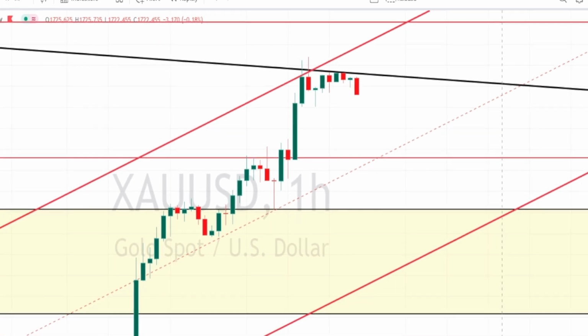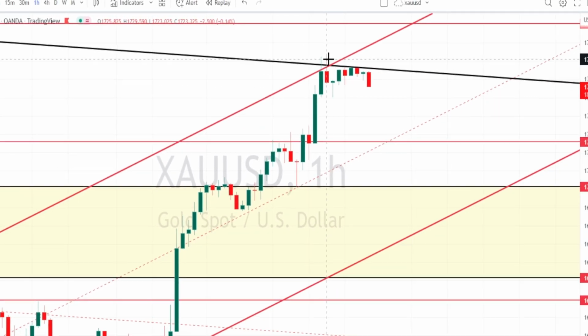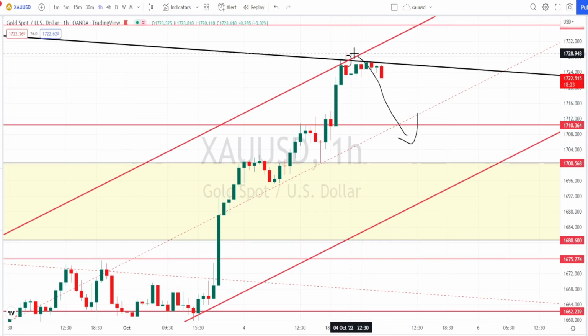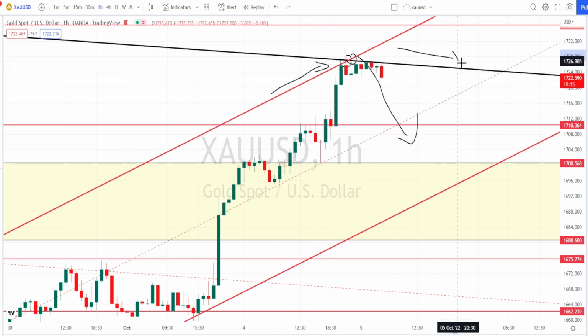So in hourly time frame we can clearly see that the price has bounced back on the bearish side retracement from this resistance line of the 4 hours time frame bullish channel pattern and the resistance line of the daily time frame bearish channel pattern. This is a very strong resistance zone in hourly time frame.